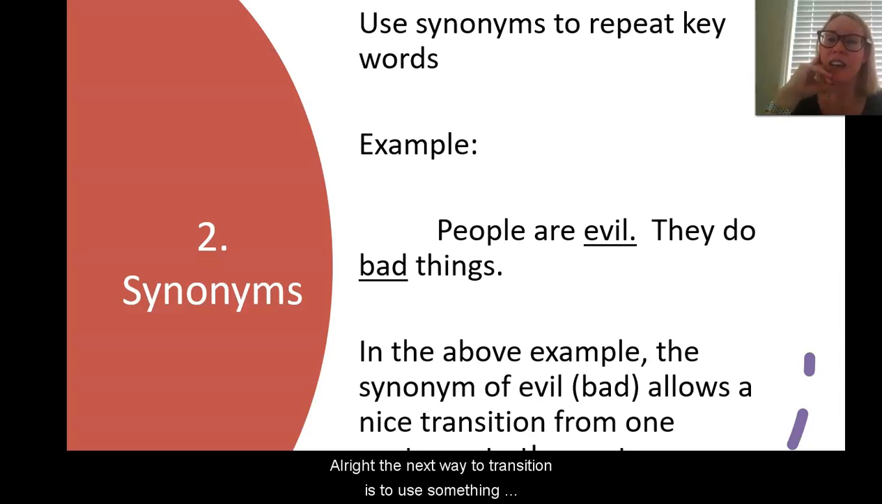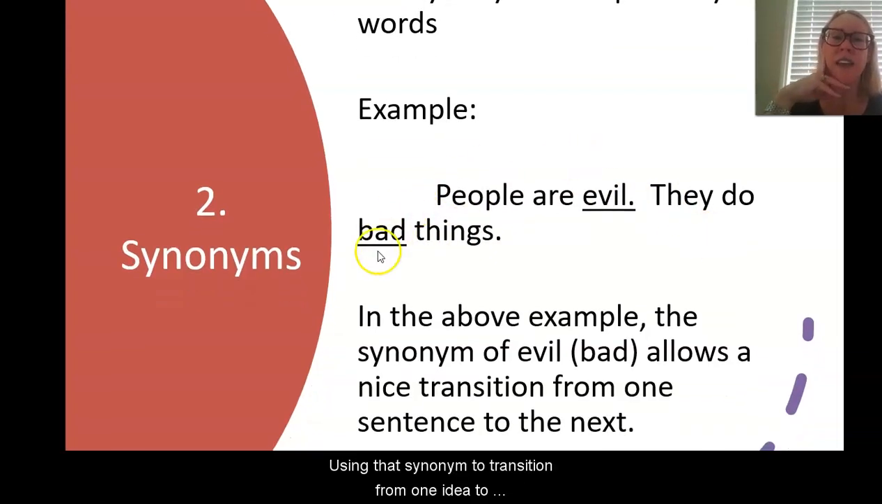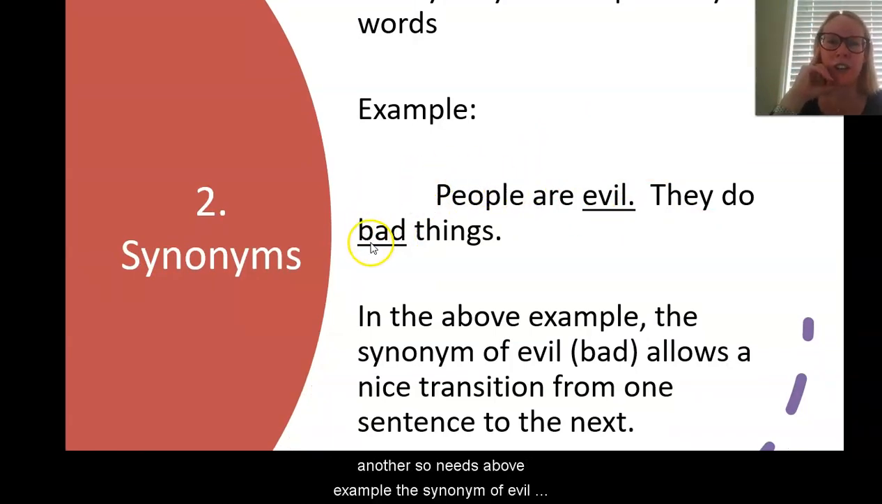All right, the next way to transition is to use something called synonyms, or a word that means the same as. So use synonyms to repeat key words. Here's an example: people are evil, they do bad things. So evil and bad are synonyms, and we're using that synonym to transition from one idea to another. In the above example, the synonym of evil, bad, allows a nice transition from one sentence to the next.